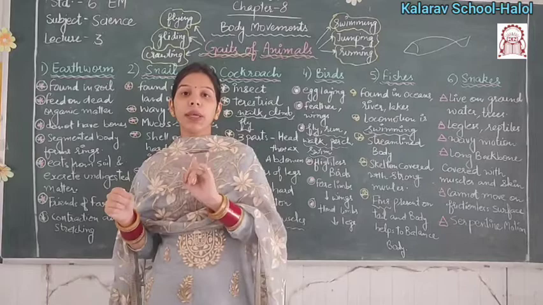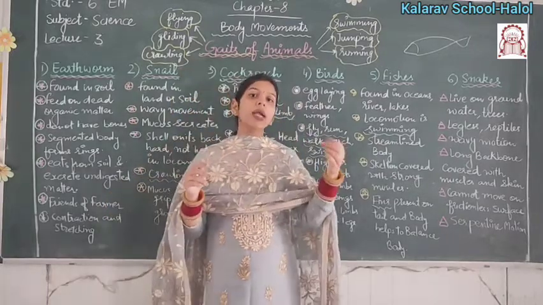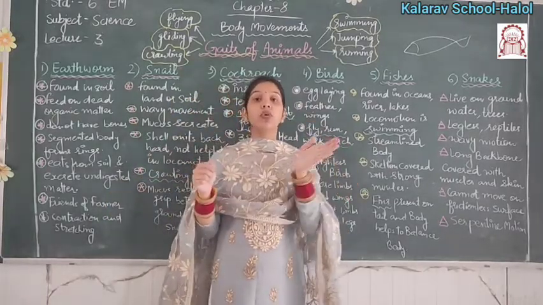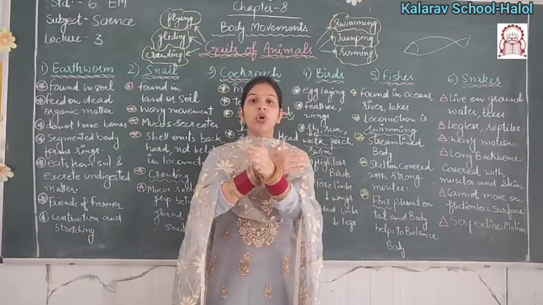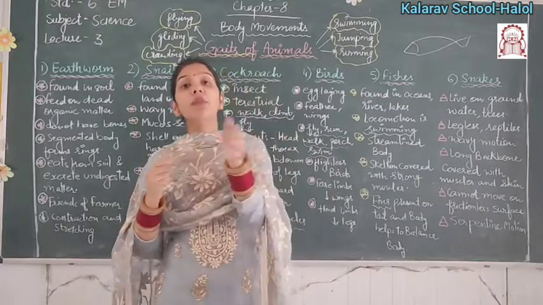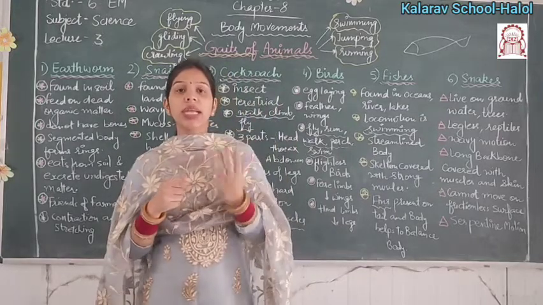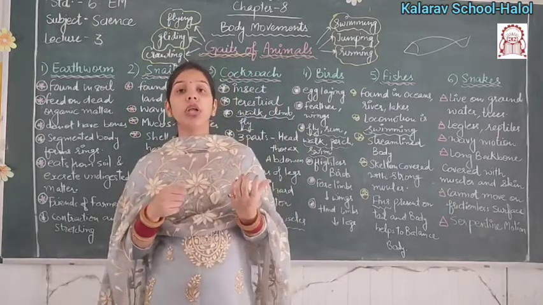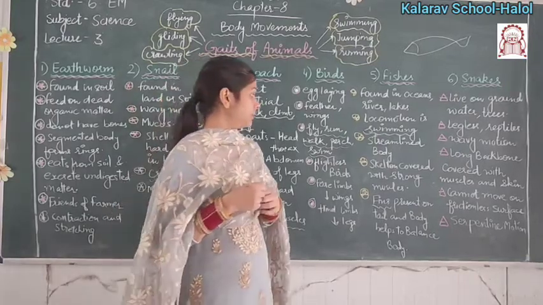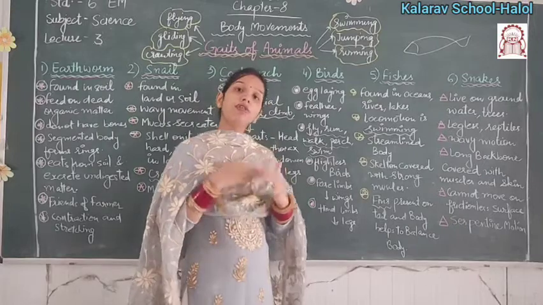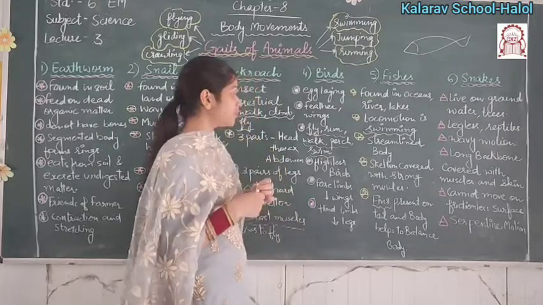One thing should be clear: the front part or head part of the fish moves in one direction and the tail moves in the other direction. This helps in the movement of the fish. It gives a jerk to the body of the fish, which helps in the forward motion of the body.